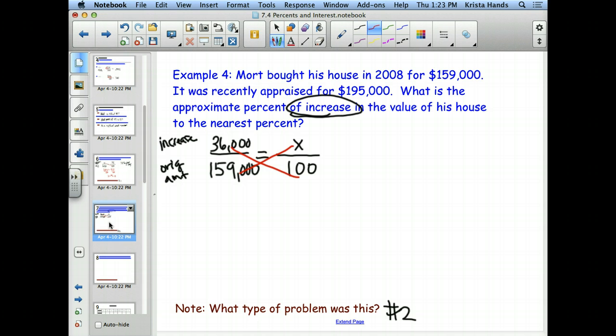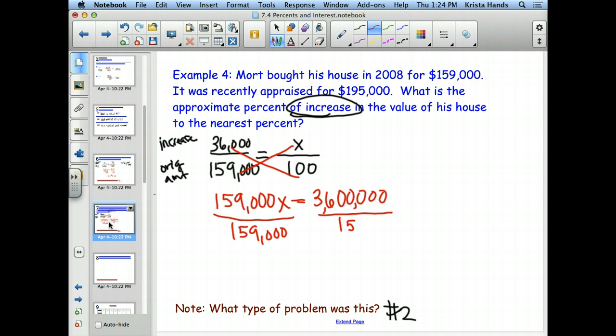So if I deal with this as a proportion with the cross multiplication, I have 159,000 x on the left, and I have 36,000, and then I need 2 more zeros, right? Which gives me actually 3.6 million on the right. And then I would divide by the 159,000. So my numbers end up being just a little bit bigger to work with if I deal with it like this, right, Brendan? But they're actually the same numbers, just extra zeros attached. So you grab your calculator and you divide 3.6 million by 159,000. What do you get?